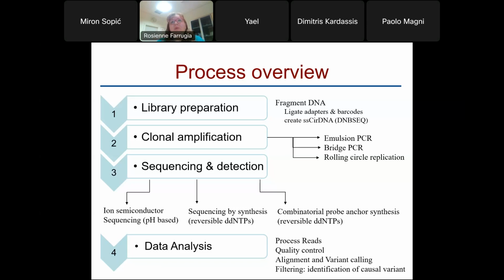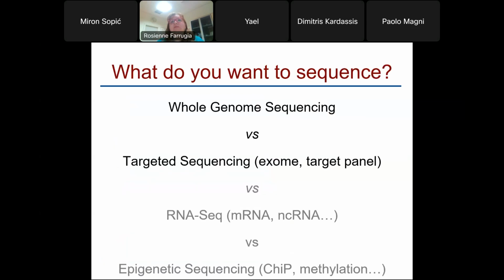However, when one is planning a sequencing experiment, one needs to ask, what is it that you want to sequence? Are you sequencing an entire genome? Is it a genome of a known organism? Is it a de novo genome? Are you only sequencing parts of that genome, maybe a selection of genes that you're interested in, or maybe only the exons of the genes? What is it that you need to sequence?